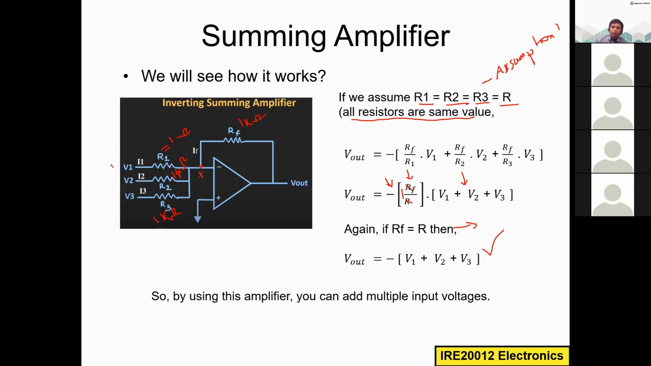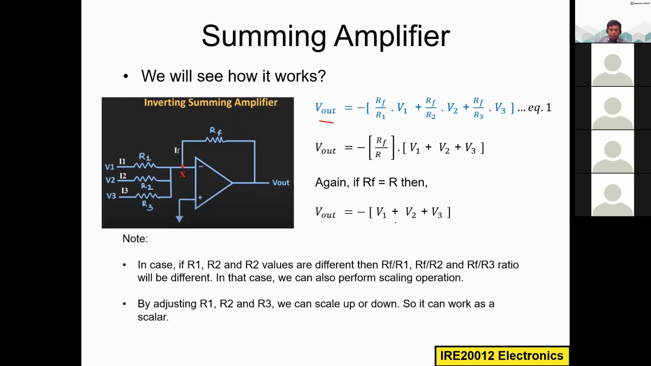If you apply 1 volt, 1 volt, 1 volt, then what should you get at the output? You should get 3 volt, minus 3 volt because of the minus here. If you apply maybe 1 volt, 2 volt, 5 volt, then what should you get at the output? 1 plus 2 plus 5, 8 volt. And here I put the minus sign again because input is coming to this inverting terminal. So that is how this summing amplifier is working. You can add multiple input voltages and you will get the algebraic sum at the output.